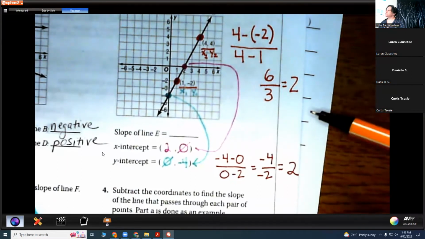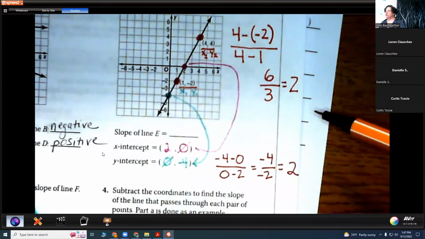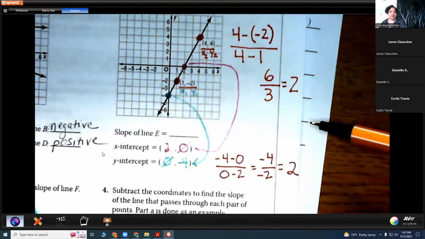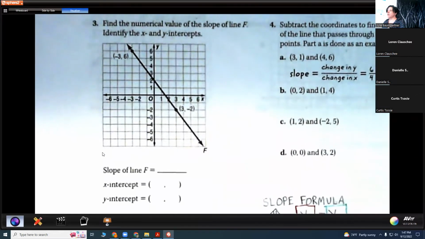All right. Does calculating slope feel doable for everyone? Or should we do it together? Can you guys do number 3 on your own? Try.